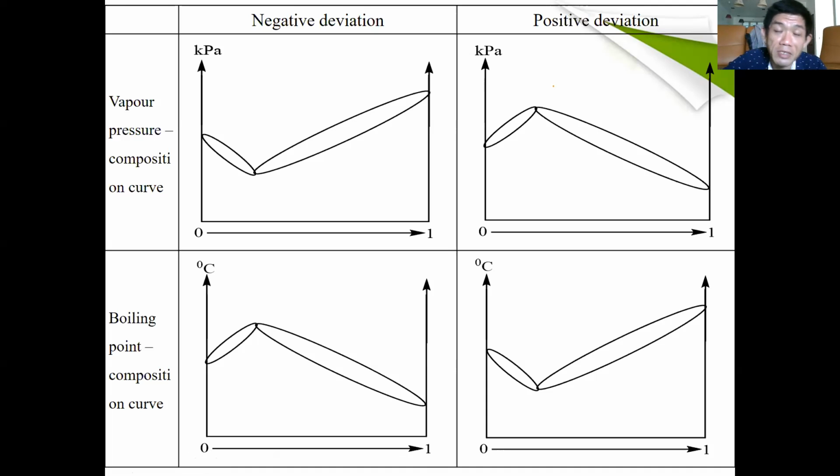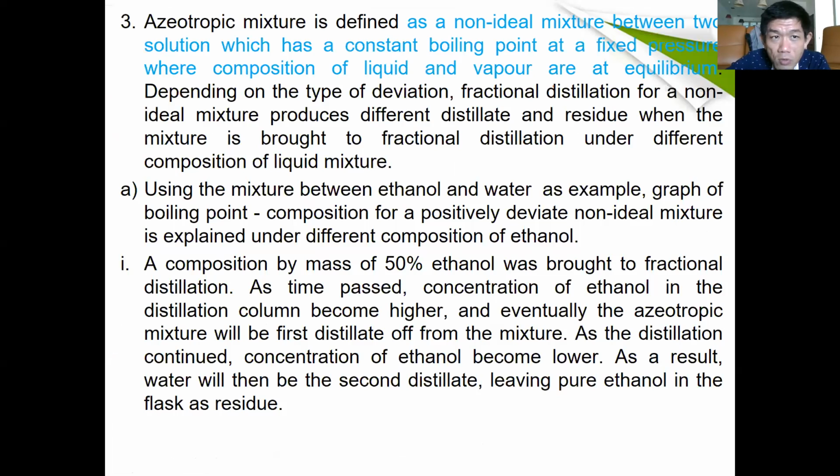For non-ideal mixture. Okay, immediately let's have a look at the effect when you bring them to a fractional distillation. Okay, so later we have a look. So let's have a look at the content. So azeotropic mixture is defined as a non-ideal mixture between two solutions which has a constant boiling point at a fixed pressure, where the composition of liquid and gas are at equilibrium. So depending on the type of deviation, fractional distillation for non-ideal mixture produces different distillate and residue when they are brought to fractional distillation under different composition of liquid.